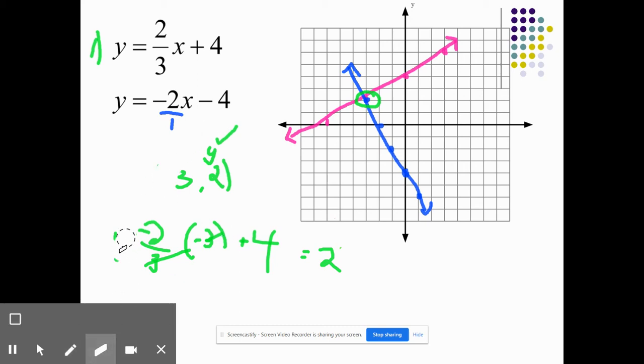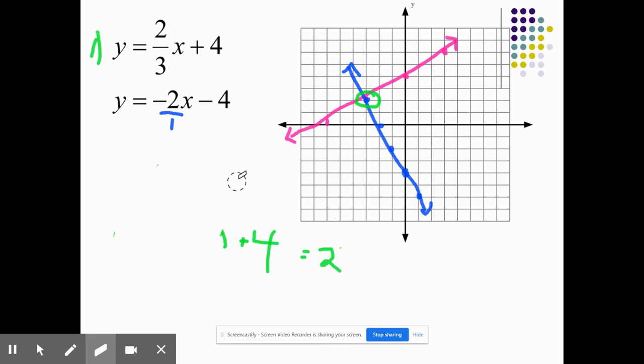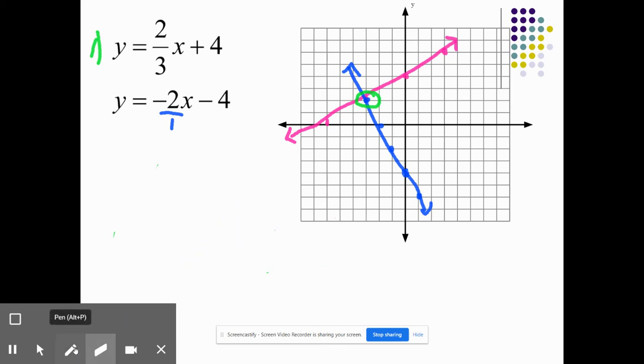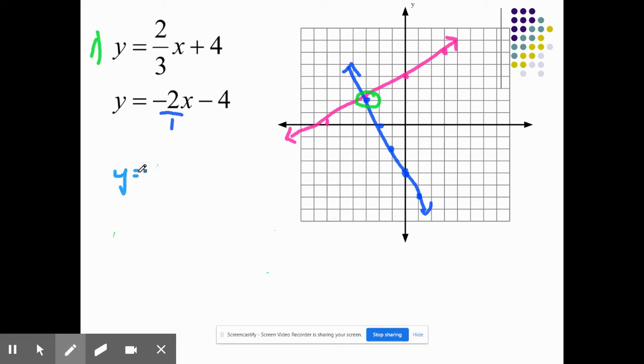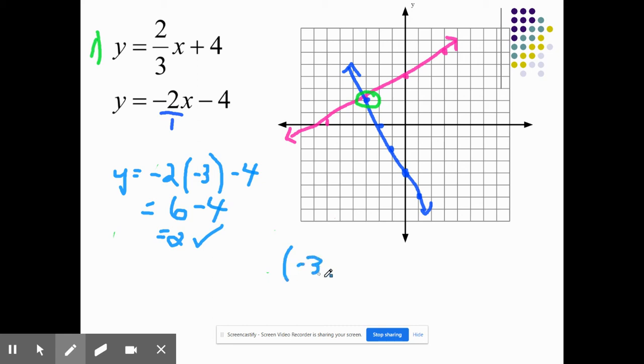Let's plug it into the other equation and make sure that it's a solution to the other equation as well. So now I'm going to say y equals -2 times our x value, which if you remember was -3, minus 4. Well, -2 times -3 is a +6 minus 4, which will give us a +2. So that works out as well. So you can see that -3, +2 is in fact a solution to both equations.